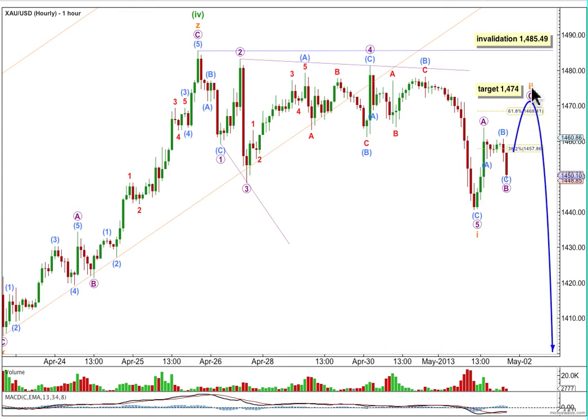1468.41. Subminuette wave 2 may not move beyond the start of subminuette wave 1 above 1485.49. When the second wave is a completed zigzag, on the hourly chart, look out for a trend change and a third wave down at subminuette wave degree.